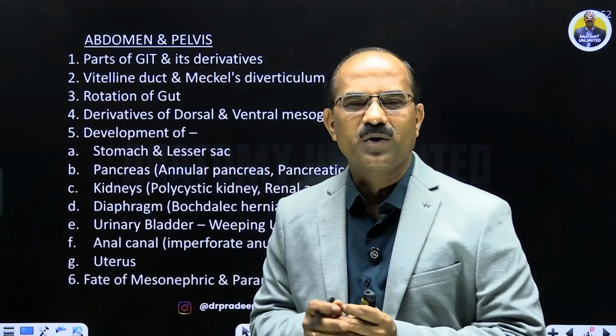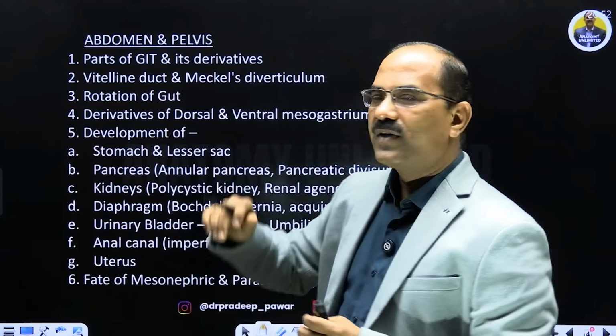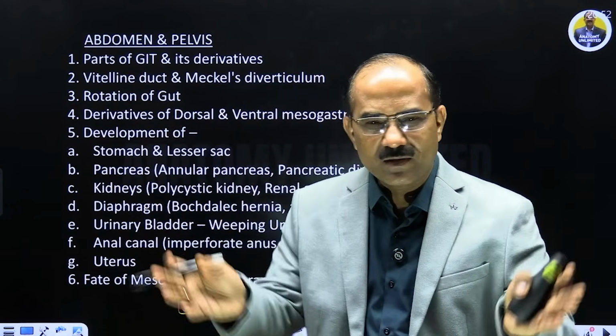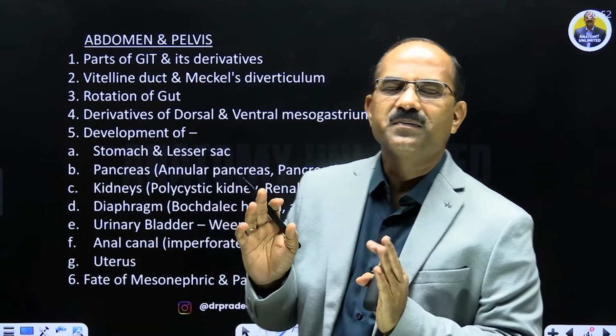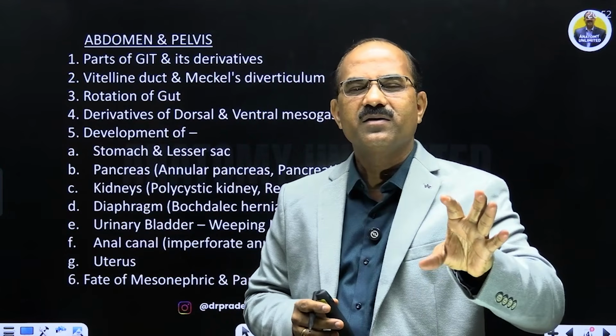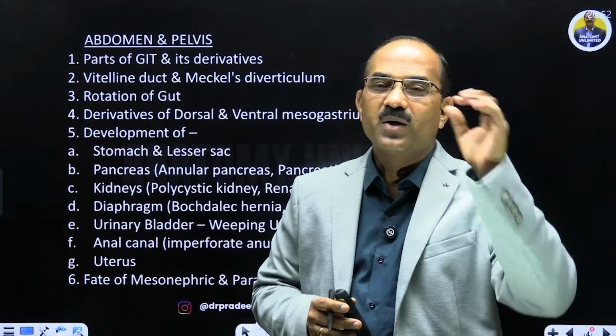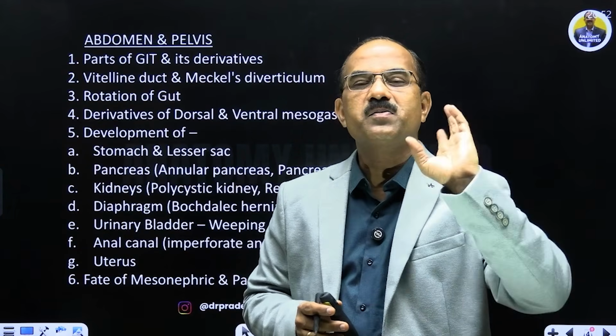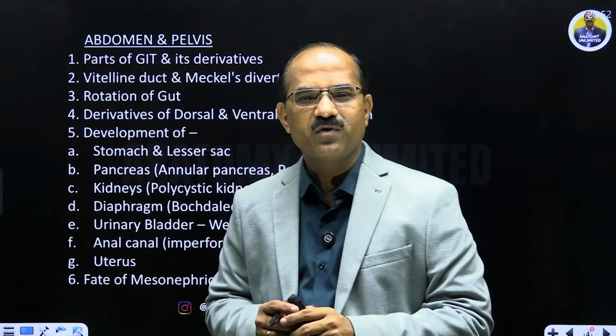That is something important. Then derivatives of dorsal and ventral mesogastrium. Table viva is always there on this. Ventral mesogastrium, the liver forms. So all the ligaments of the liver form in the ventral mesogastrium. Dorsal mesogastrium, the spleen develops, and the gastrosplenic and lienorenal ligaments are formed there.